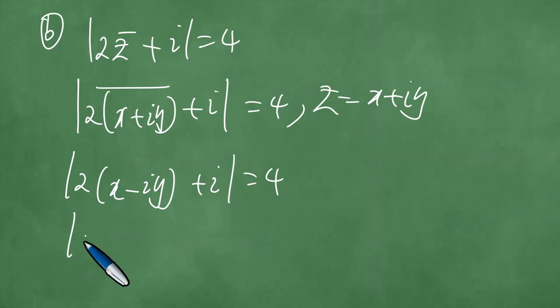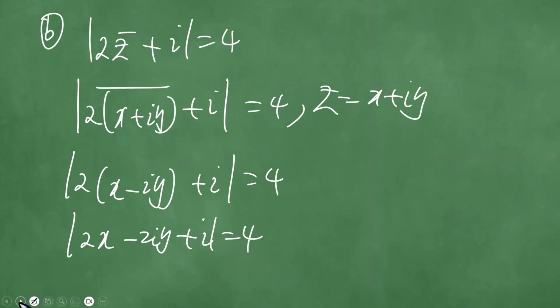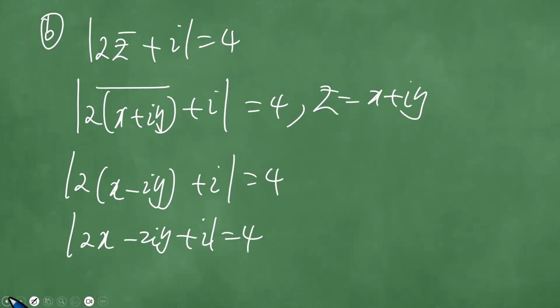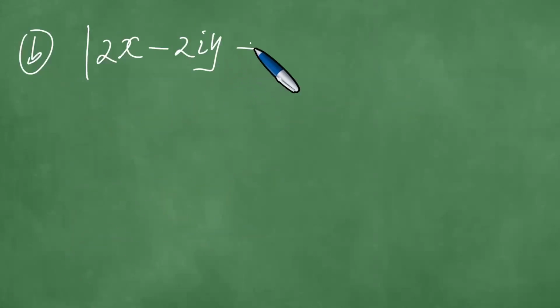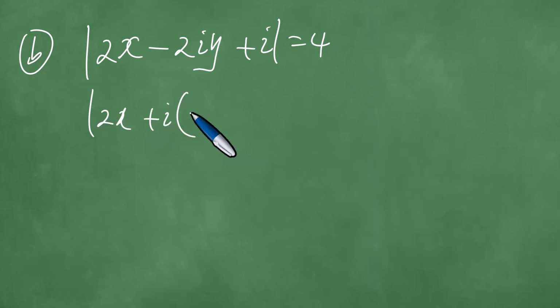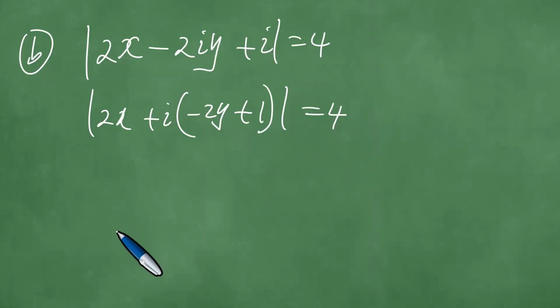Plus I equals 4. Distribution gives 2x minus 2yi, or minus 2iy, plus I equals 4. Which means we have 2x plus, and therefore this is minus 2y plus 1, equals 4. So what do we do now with this?